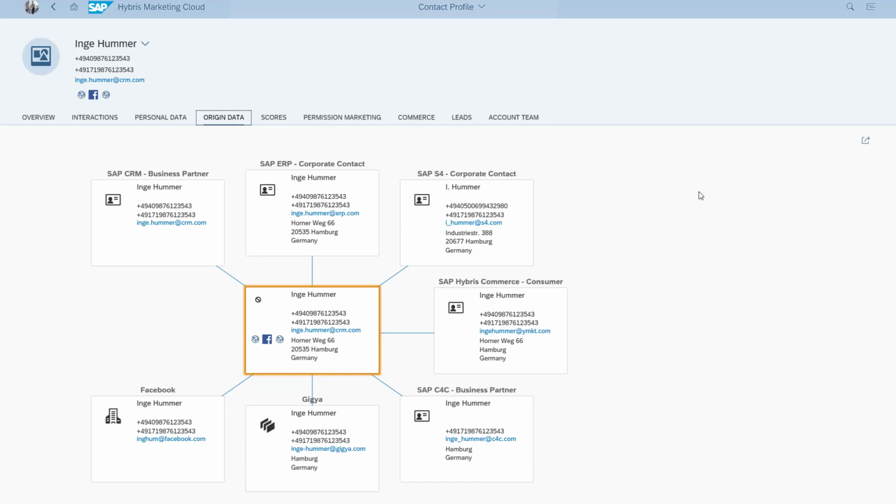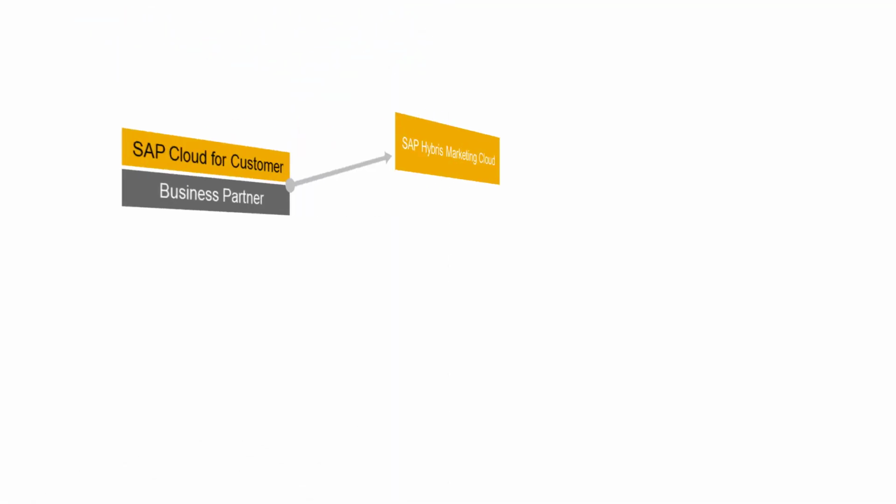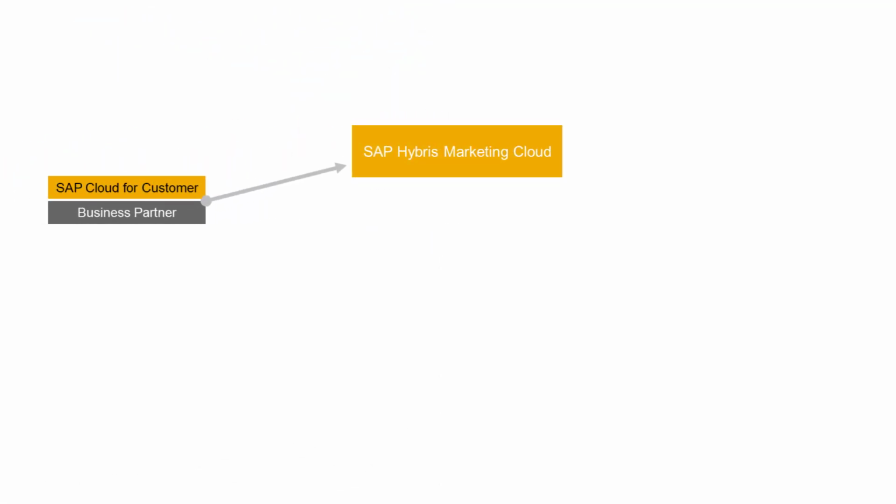You can load contacts from multiple sources to build and enrich the contact master data in SAP Hybris Marketing Cloud. Let's have a look at some system landscape examples. You want to load contact data from your SAP Cloud for Customer system. To enable the data load, you need to configure the data source as an origin. For step-by-step instructions, see the video about how to configure the data load.